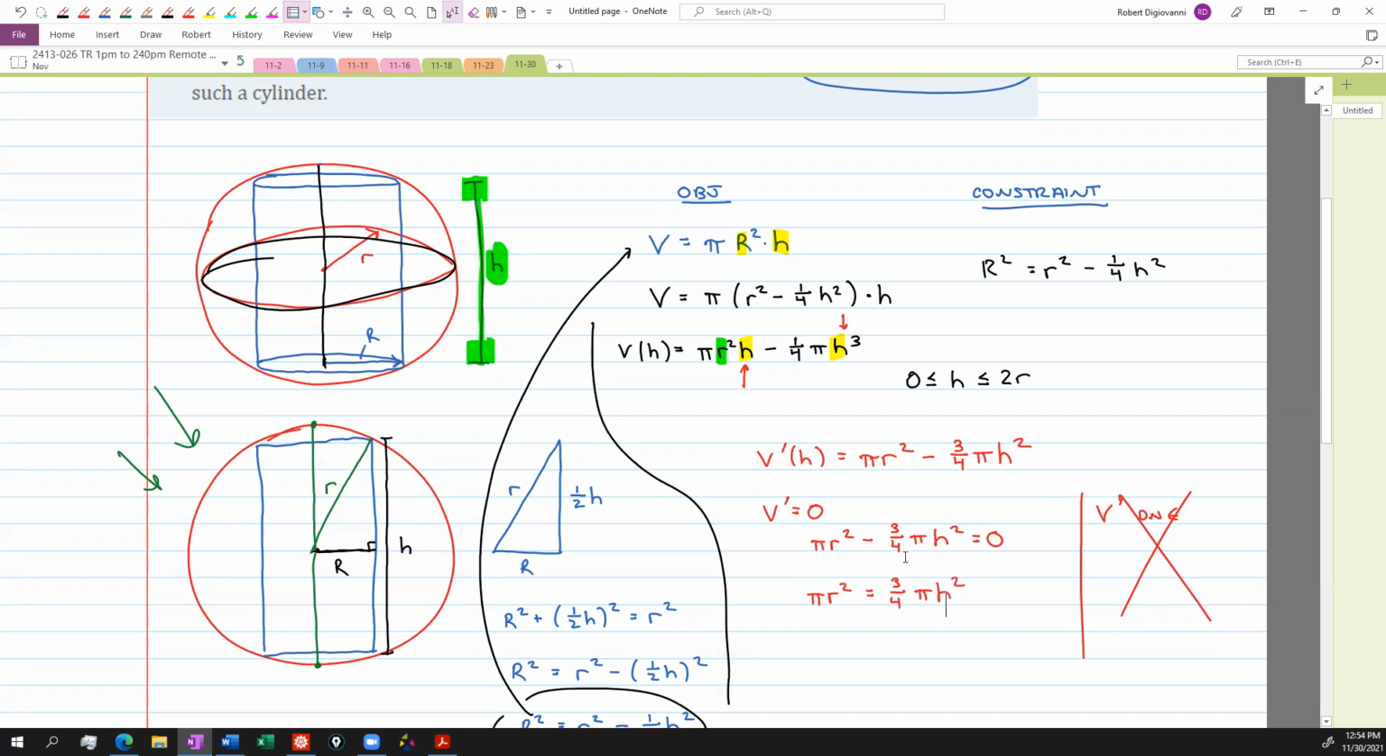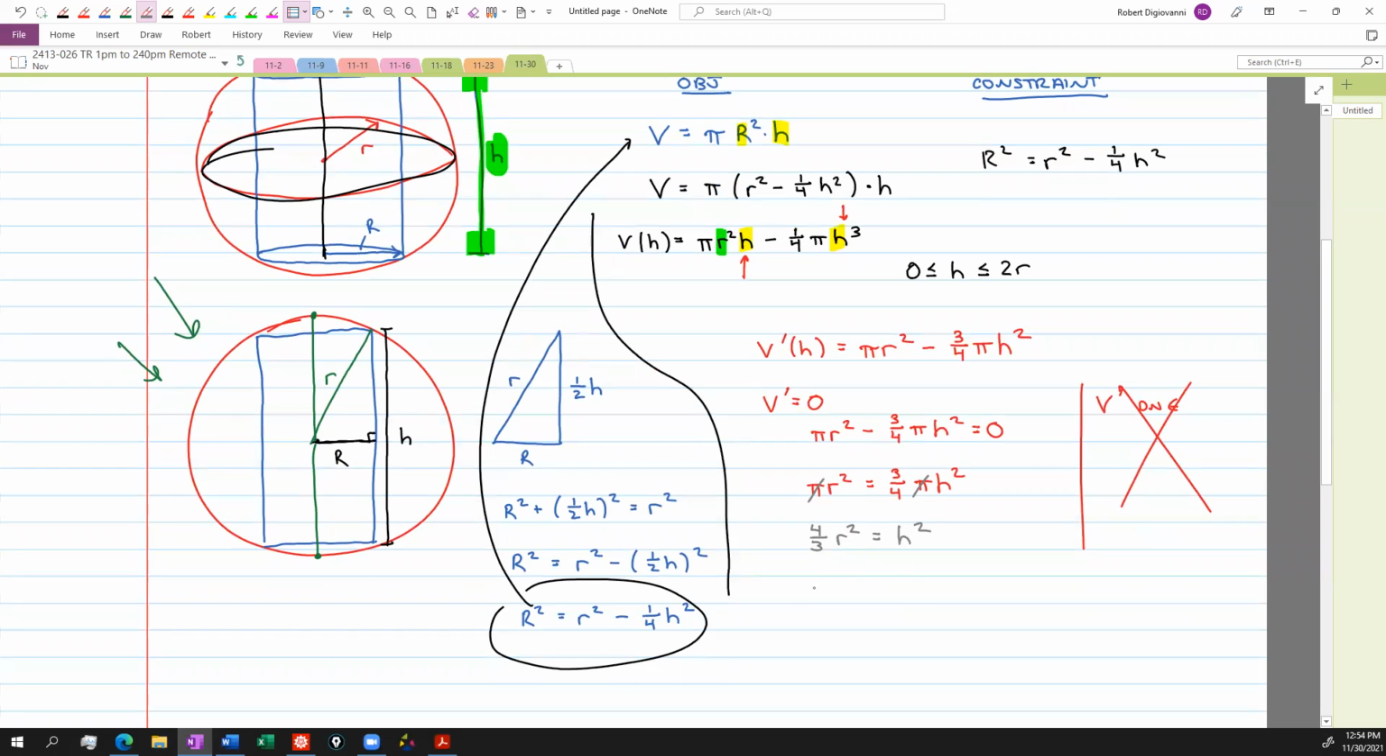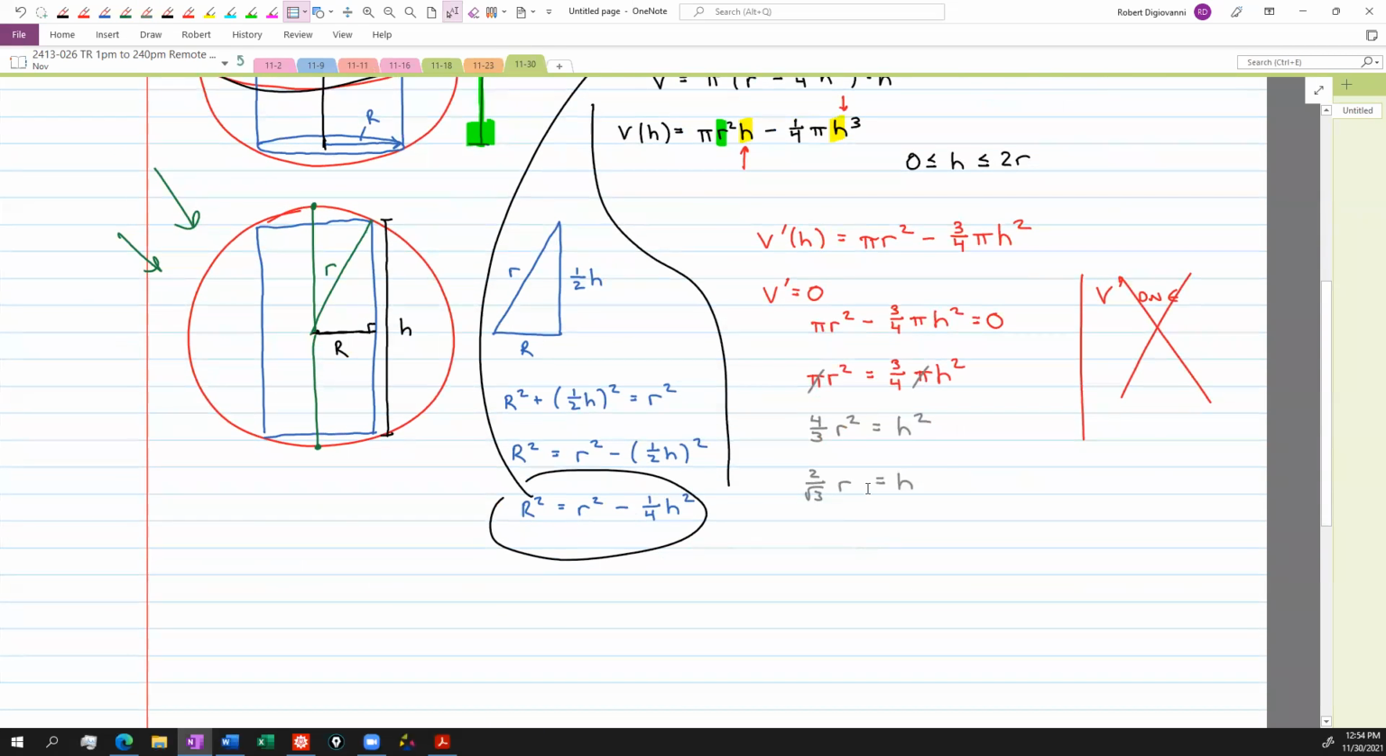So I move this negative term to the right side. I can divide both sides by pi. And then I can multiply both sides by 4/3 to get the reciprocal, so it cancels out on the right. And then I take the square root. So when I take the square root on the right, I get h. On the left, I would get a plus or minus, but I'm going to throw away the minus because h is the height and it has to be positive. So I'm only going to take the positive of this. And I'm taking the square root of all of these. So 2 over root 3 r. And so that's my only critical value.